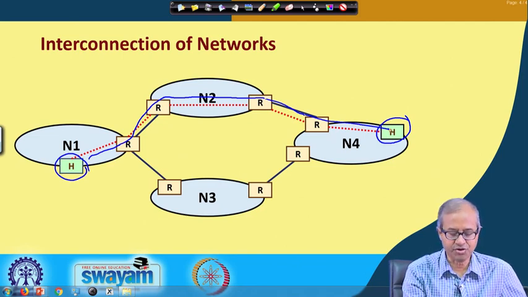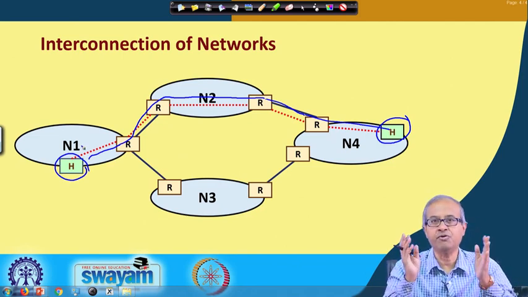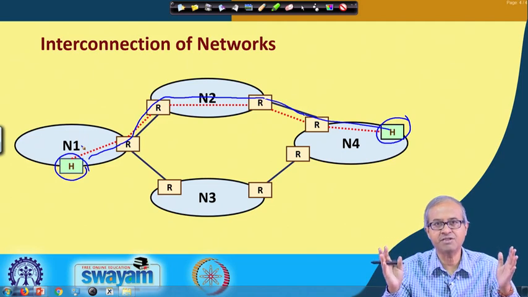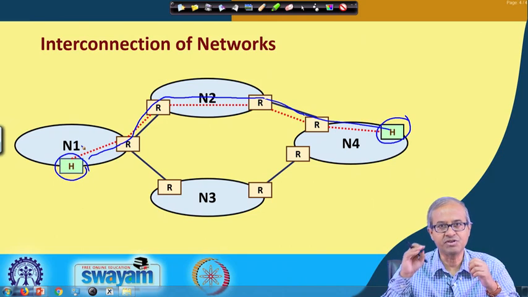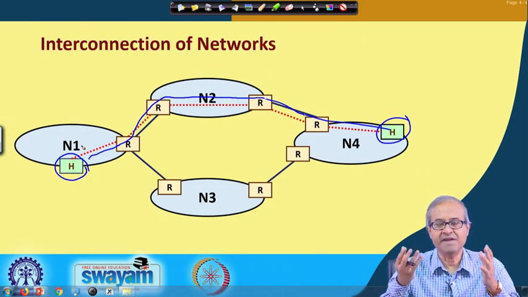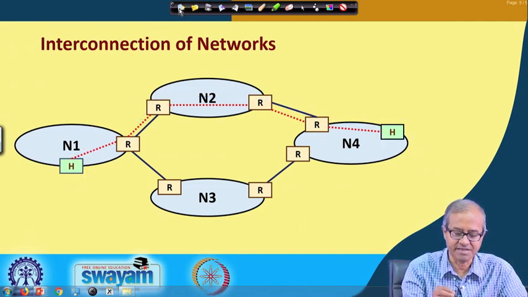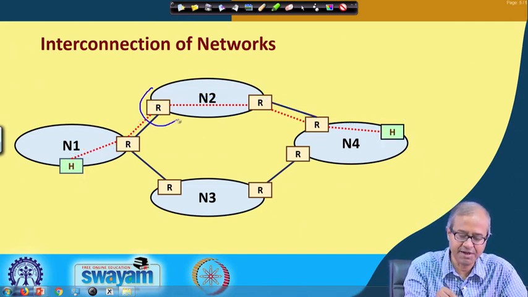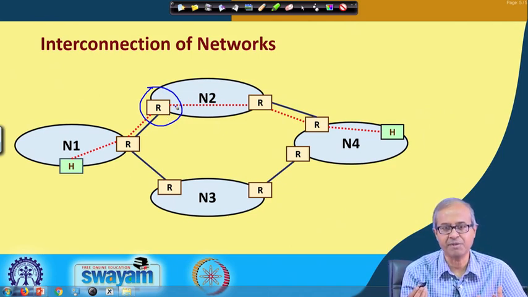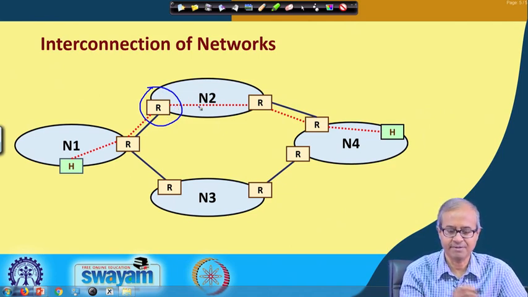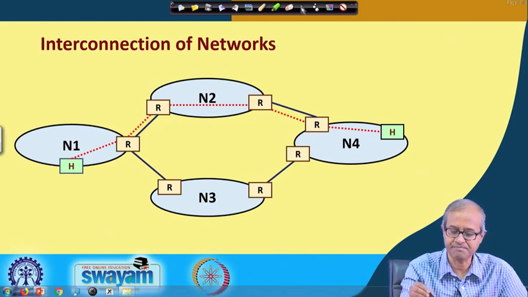So, the idea that I was talking about: maybe N1 and N4 are able to handle large packets, large MTU, but N2 is an intermediate network through which the packet is flowing. If N2 does not allow large enough packets, then there may be fragmentation, and that fragmentation will typically be carried out by this router. Whenever this packet enters N2, this router will fragment the packet into multiple smaller packets, and then forward them. Okay? This is the basic idea.